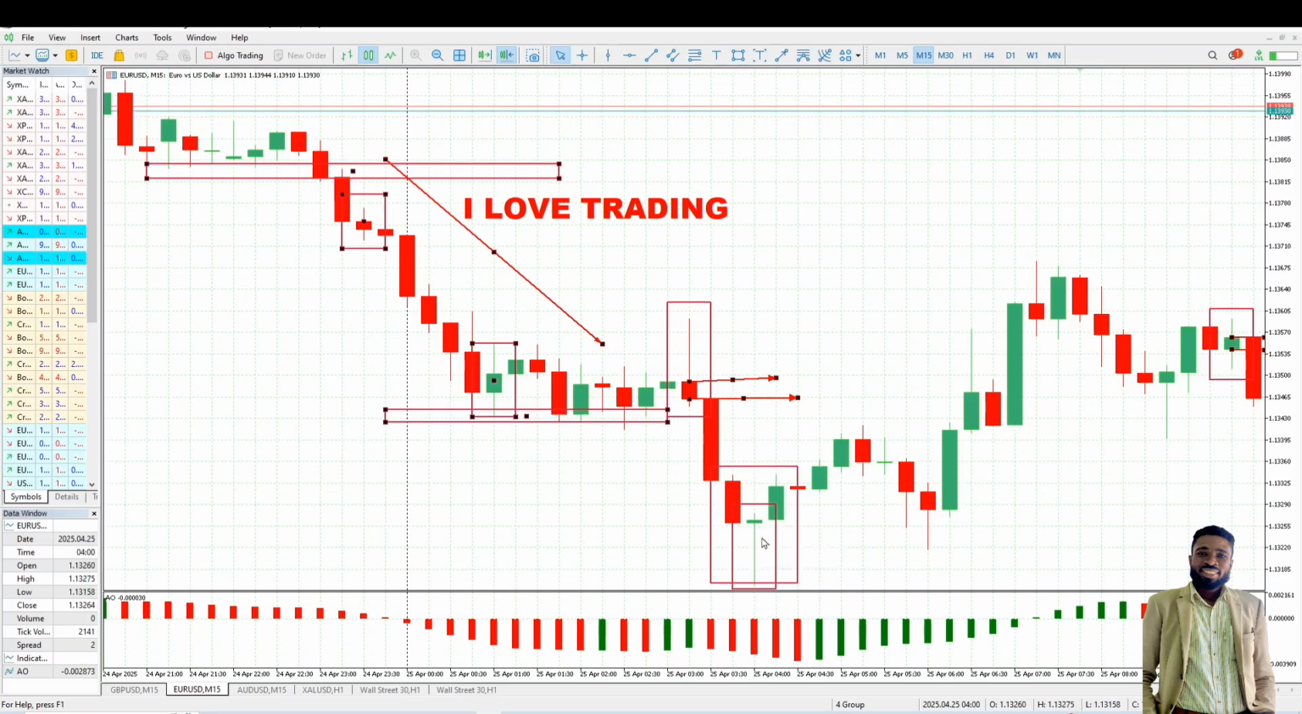It means buyers are more strong. You can see that the market opened from here, this side, the downside. But instead of the market continuing downwards to follow the original trend, the bullish men were very strong. So they moved the price all the way from down here to the top side. That's why the market closed green.